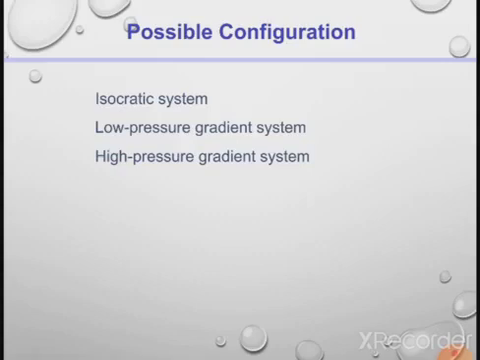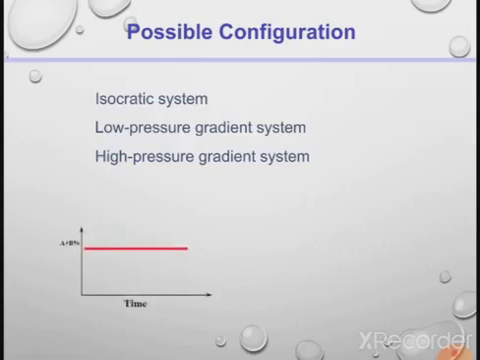So these are the possible configurations of HPLC: the isocratic system and the gradient system. Isocratic system means a single or fixed composition of mobile phase is used. The gradient system means the mobile phase is used with varying composition during the analysis. It is again classified into the low pressure gradient system and the high pressure gradient system.